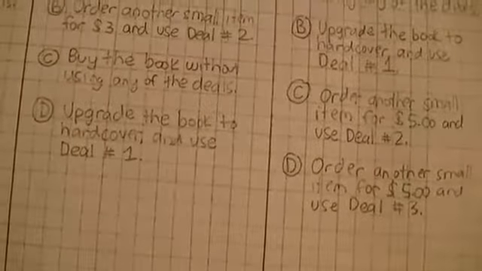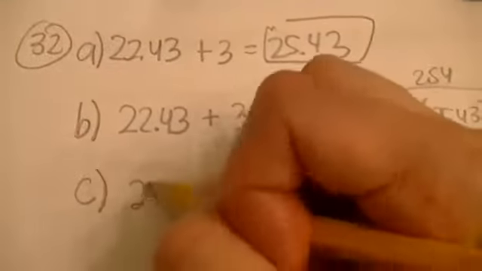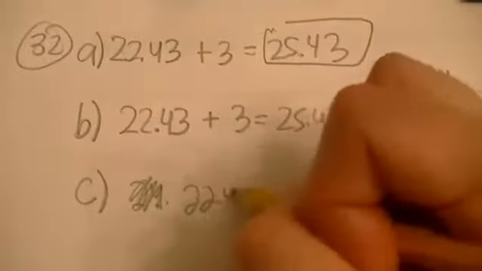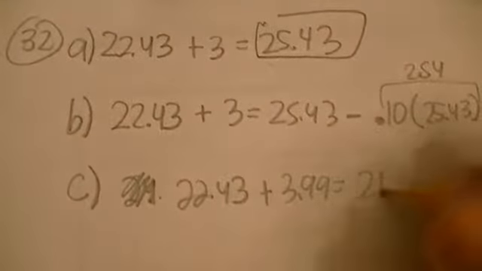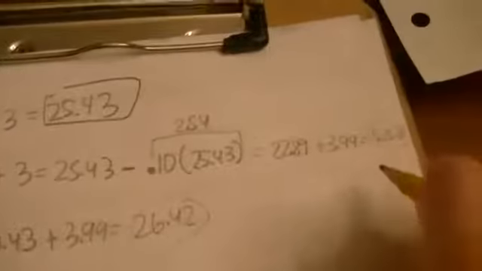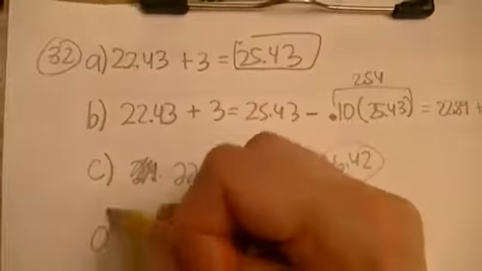Answer option C. Buy the book without using any of the deals. Okay, so the book is $22.43, and there's that $3.99 shipping, so that cost is $26.42. Okay, so far this one's still winning. Answer option A. Let's try D.